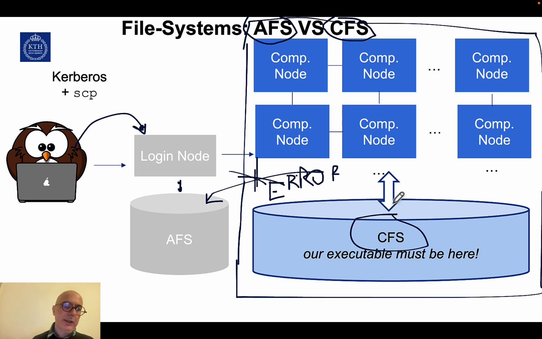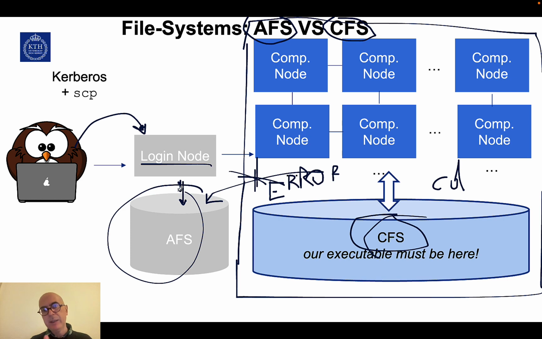So I strongly recommend, for instance, that when you are on the login node, you will be in AFS, and I recommend you to move. For instance, you do a cd command to CFS, and then you can compile there. Your executable will be on CFS and will be reachable by your computing node. So it's important that you know that your executable must be on CFS, and when you log in, you will be right away in AFS, but you then need to change to CFS.